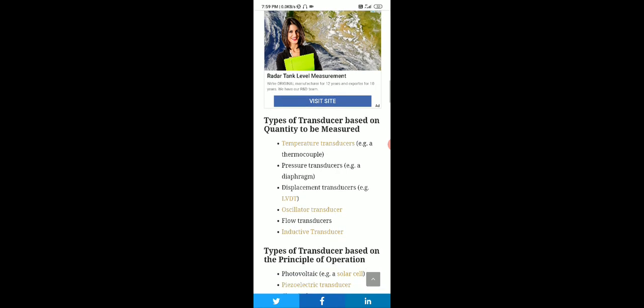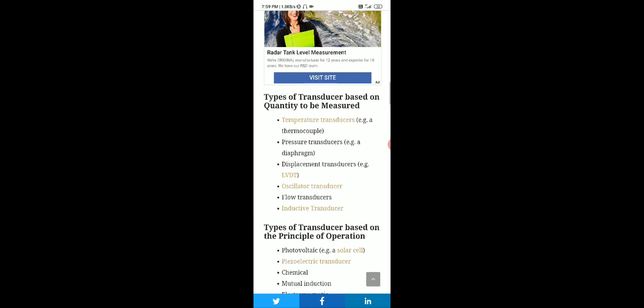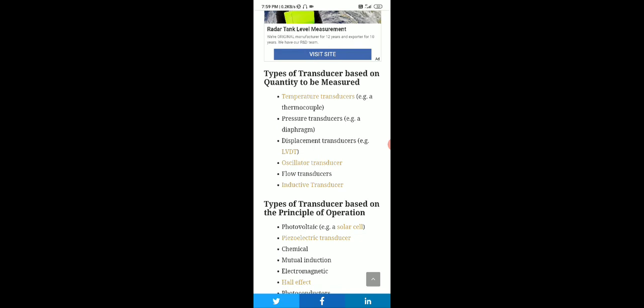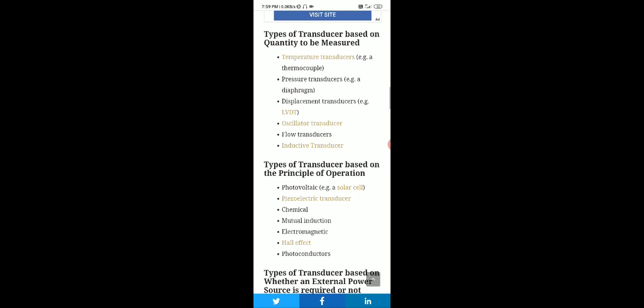The transducers that come under this type are temperature transducers, and an example of this type is the thermocouple. I will cover it later, don't worry. Pressure transducer, and the example of a pressure transducer is a diaphragm. Displacement transducer, and your example of a displacement transducer is LVDT. Oscillator transducer, flow transducers, inductive transducer.